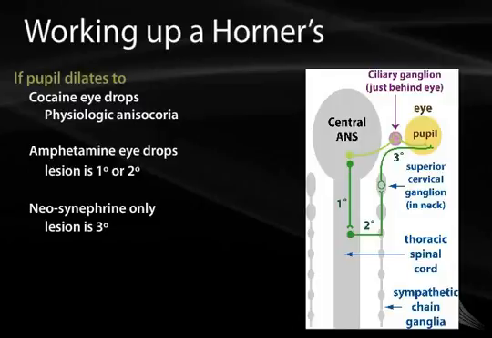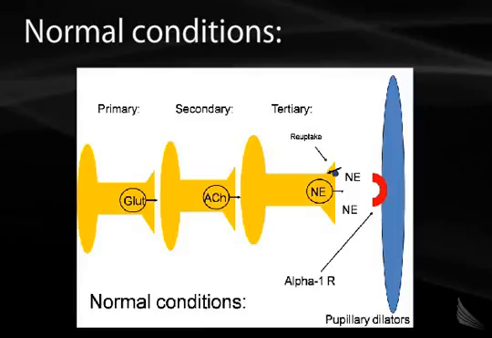to cause pupillary constriction. In the next slide, we illustrate the normal pharmacology of this system. So under normal conditions, the primary neuron, which has its cell body in the hypothalamus, will send a projection down the cervical cord, will synapse in the thoracic cord, and will release glutamate at that synapse. The secondary neuron will emerge and synapse in the superior cervical ganglion and will release acetylcholine at that synapse. And the tertiary neuron will travel along with the carotid and will secrete norepinephrine.